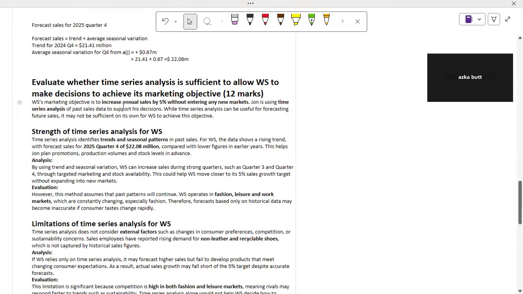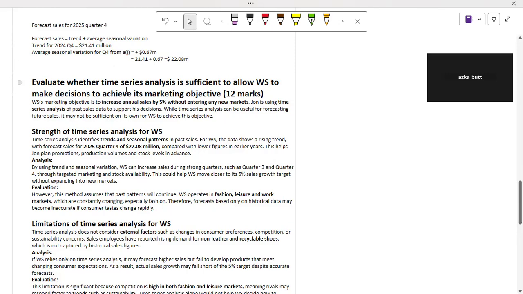Next question is: evaluate whether time series analysis is sufficient to allow WS to make decisions to achieve its marketing objectives. Okay, so what you can do is first write the advantage of time series analysis, then evaluate it, and you can talk about another method to see which other type of method we can use to make decisions regarding marketing.